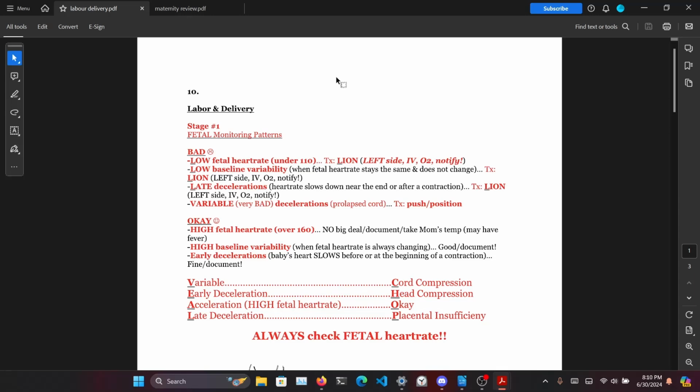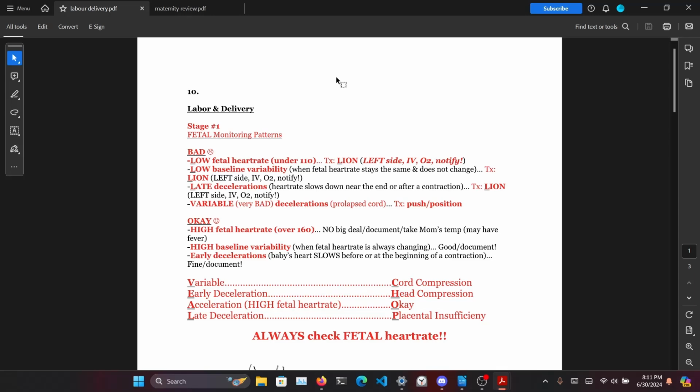You can remember it from LION, which is an easy thing to remember. First, change the position of the mother, lying down on her left side. Then administer oxygen, then check the mother's vitals. These are the first things you will do. If the mother is lying on her back, put her in the left side position, then give oxygen by nasal cannula or mask at up to 6 liters, then do the vital signs, then notify the doctor, right?